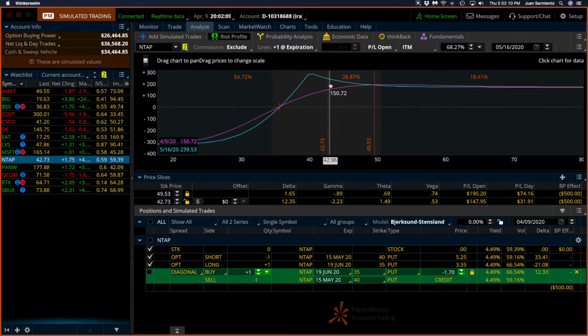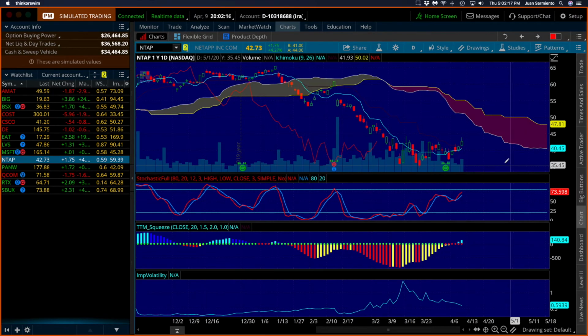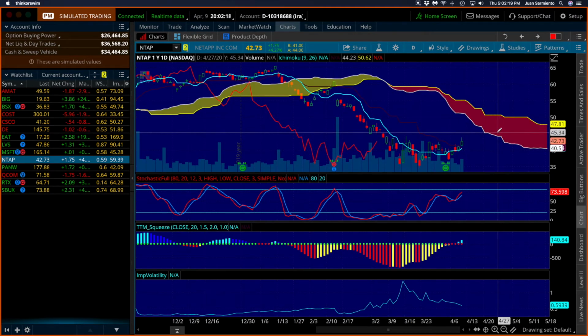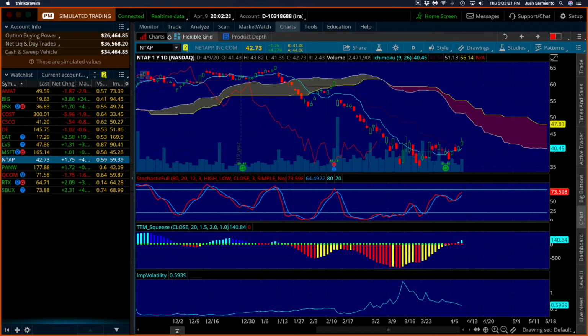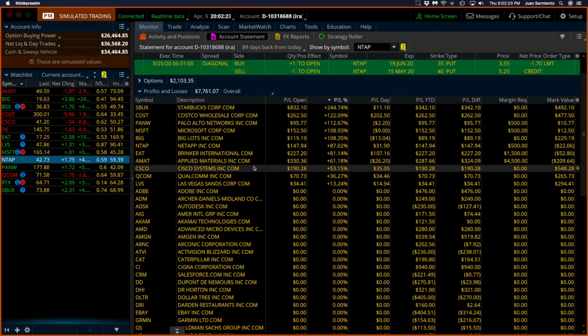Okay, 42.73, we're right here. This we could get out of if we want to take a look at the chart. No, there is still some room up to the Ichimoku cloud. I'm going to leave it alone. And so on.